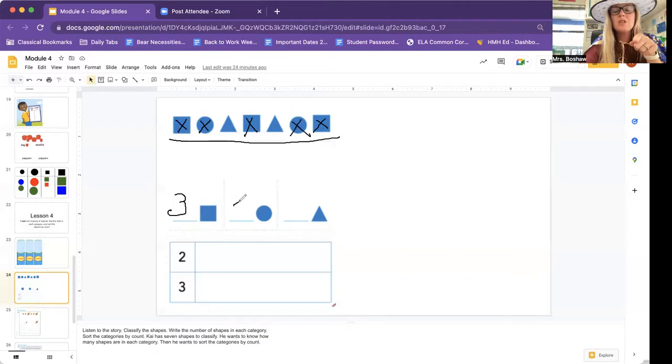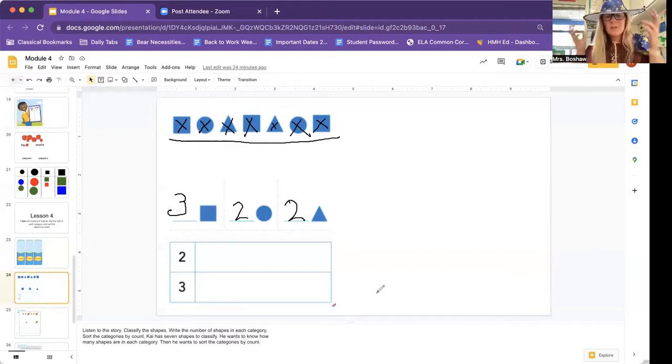2 circles. So I'm going to write a 2 right here. 2 circles. Now, how many triangles? 1, 2. 2 triangles. Nice job.